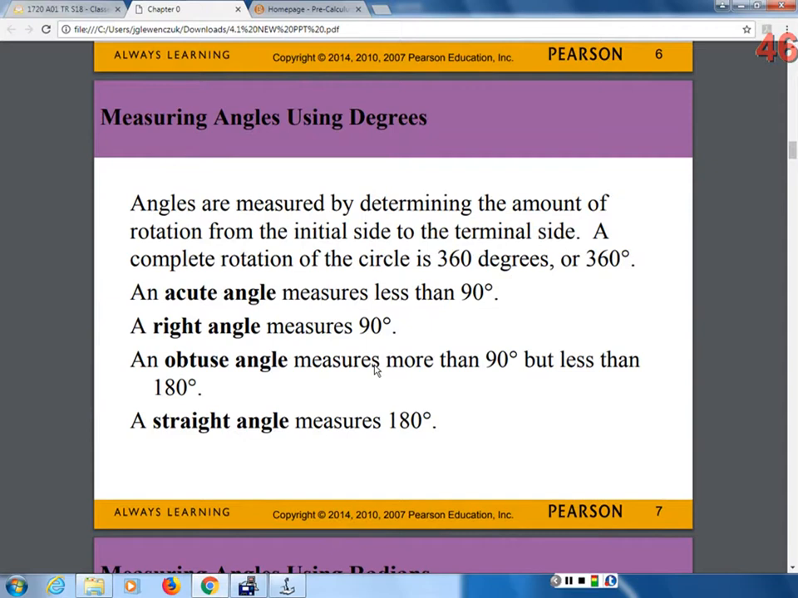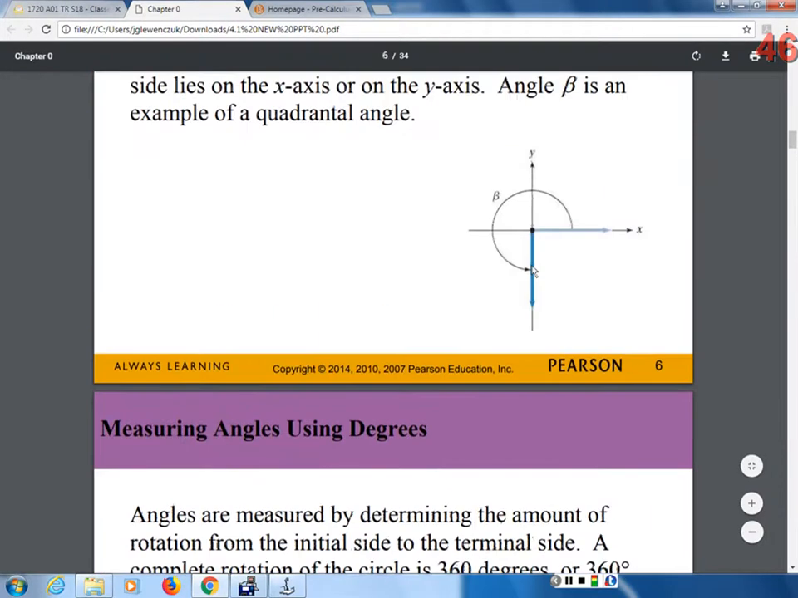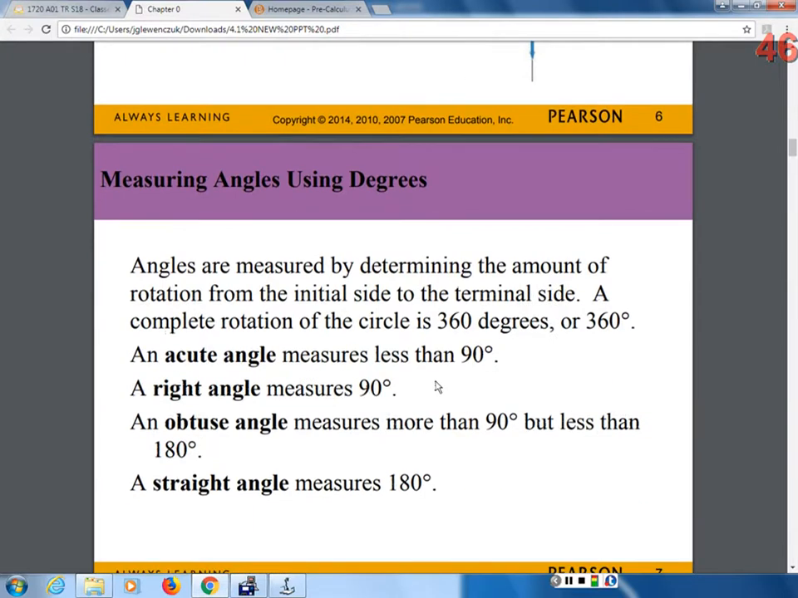Okay, measuring angles using degrees. So if we use degrees, the full circle or rotation is 360 degrees. An acute angle measures less than 90. Less than 90 was from here to here. A right angle, is this even on there?